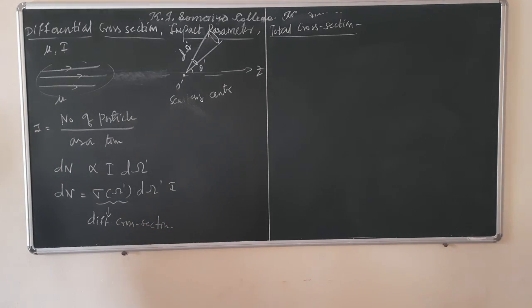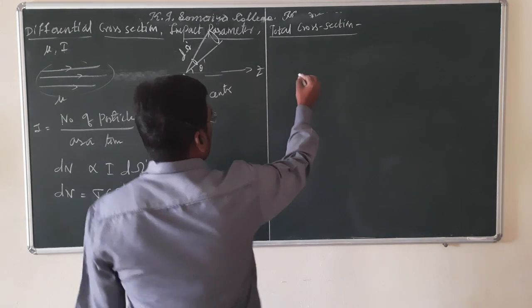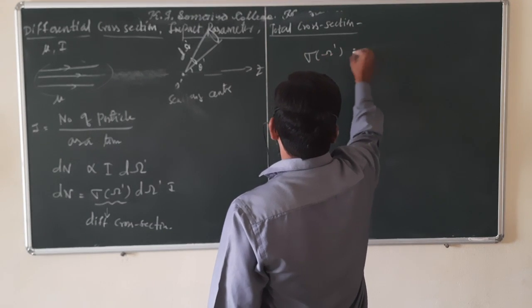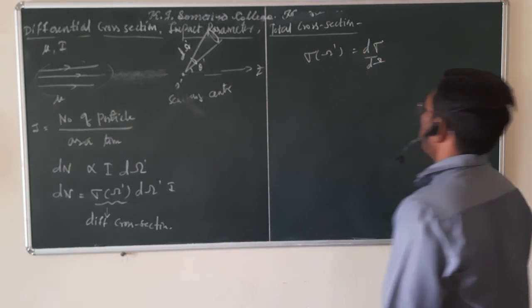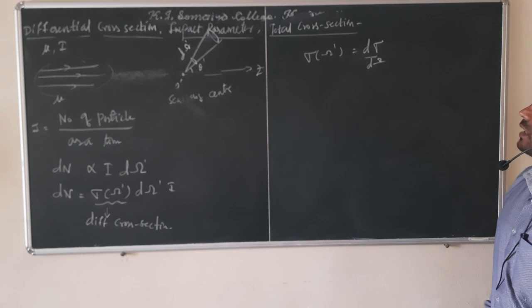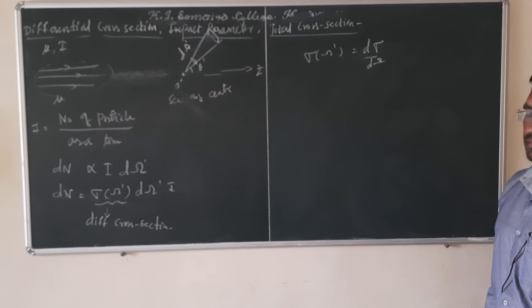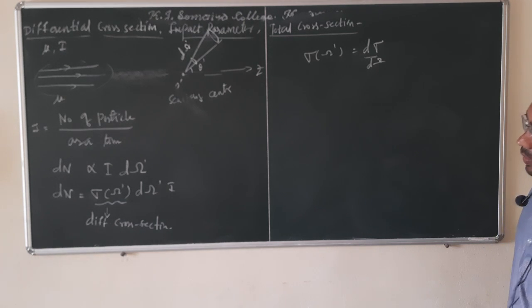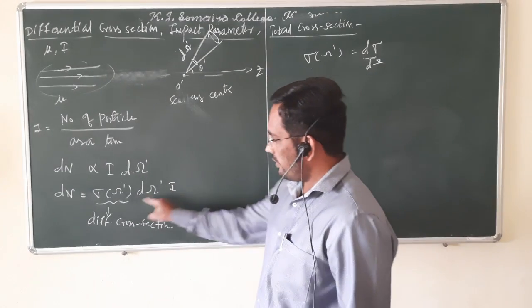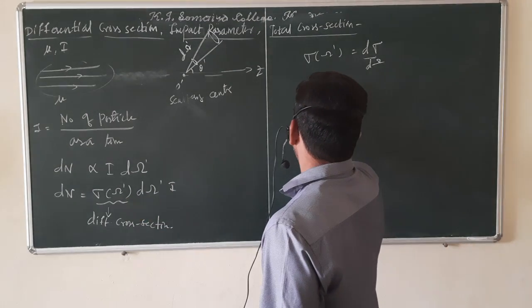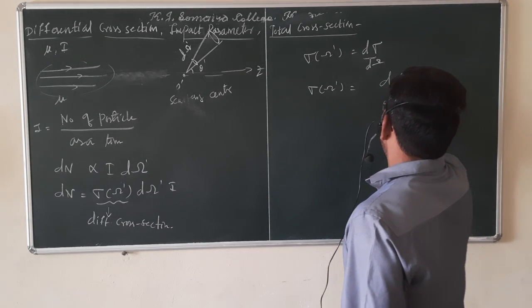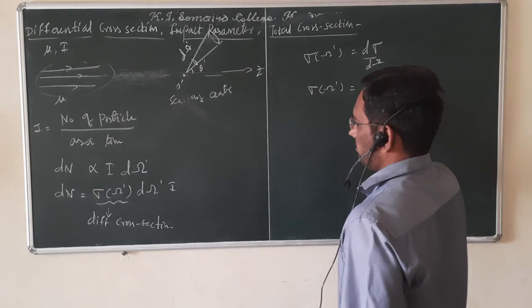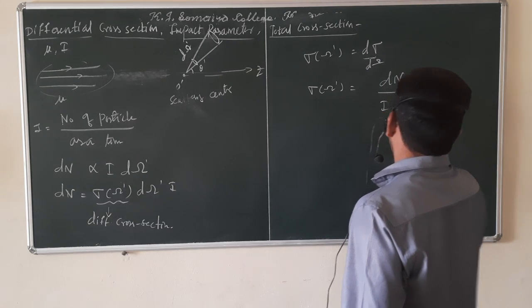Okay. Now this differential cross section can also be written as the derivative of sigma with respect to omega, so d sigma upon d omega. That's why this is also known as the differential cross section. Now from this you can make a definition. So sigma of omega dash is equal to dn divided by I, divided by d omega dash.